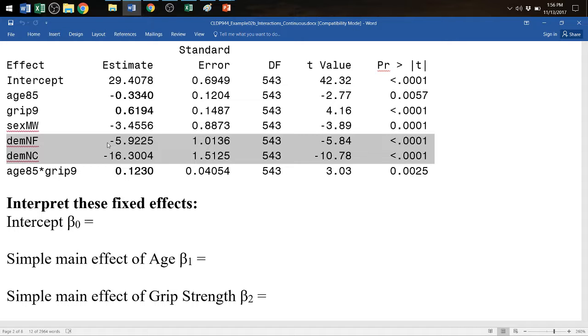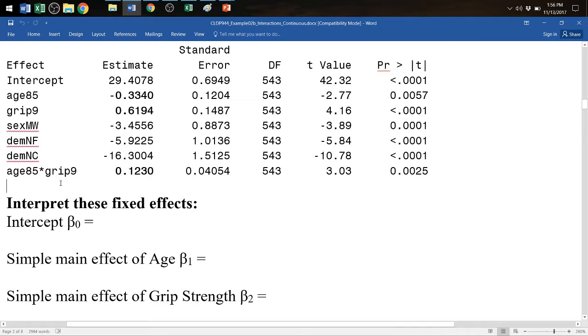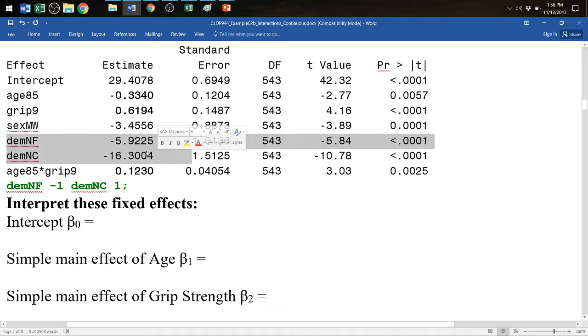It's one minus the other, right? So literally that's it. It would be an estimate statement that looks like this: Dem NF minus 1, Dem NC 1. It's the difference between these two coefficients. That's how I get the difference between the F and C groups.